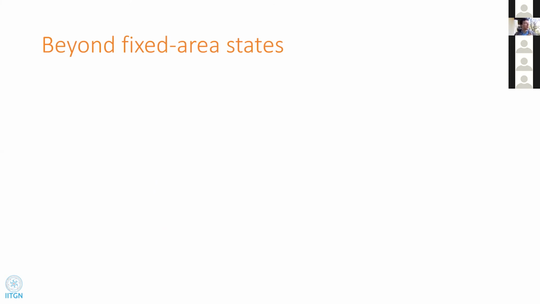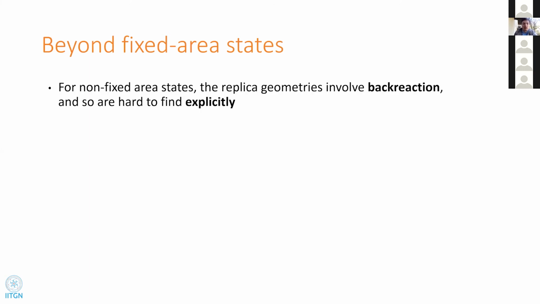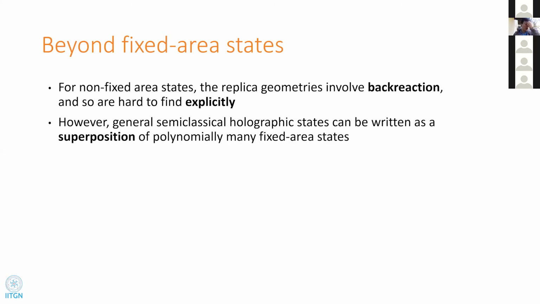So as I've said so far, this is only an argument for this prescription being true in fixed area states. And obviously, in general, we want to consider states like, say, the vacuum state or the vacuum state with some turbulent matter or thermofield double states and stuff, where the areas of the extremal surfaces are not fixed, right? And in this case, the replicated geometries involve a lot of back reaction, and they're very hard to find explicitly. However, we can deal with these general states by just writing them as a superposition over polynomially many fixed area states.